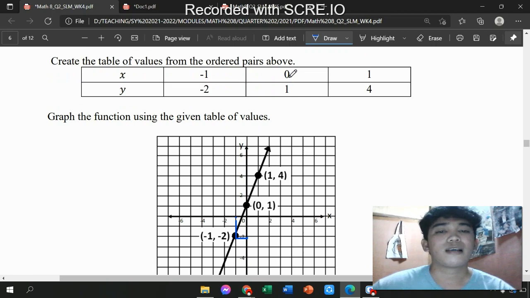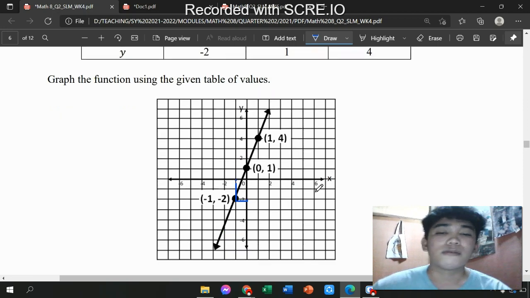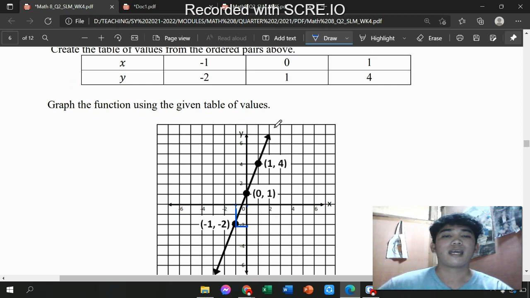Next ordered pair, 0 and 1. Ang atong x kay 0, ang atong y kay 1. So ang atong x kay 0, so naari sa origin. Then ang atong y is +1, so nasa ibabaw. So ani sila mag-meet. So this is our second point, 0 and 1.